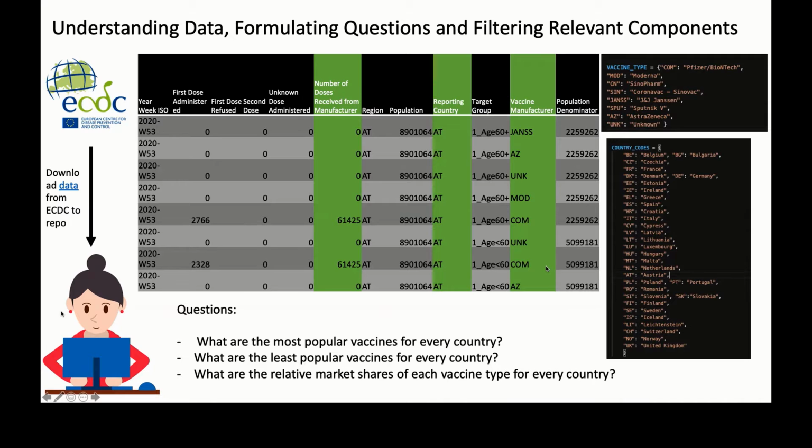So when I looked at this table, I thought, what are some interesting things that I can answer with this data? And a few questions popped into my mind. One, what is the most popular vaccine for every country? And what is the least popular vaccine for every country? And really, what are the relevant market shares for each vaccine type? I want to understand, is there one group of vaccine that's really dominating the market share right now? Is one really trailing? Is it all evenly distributed?